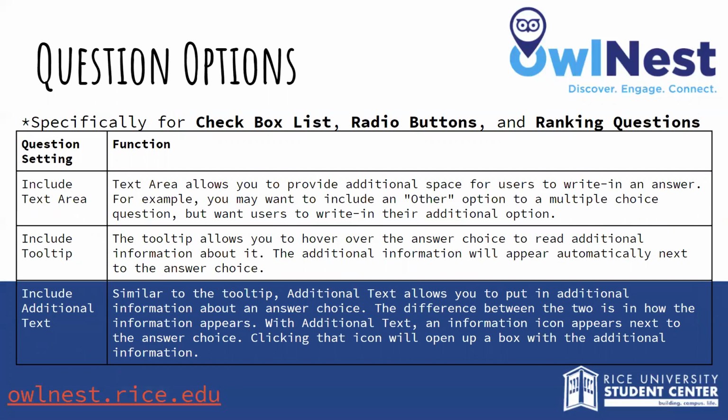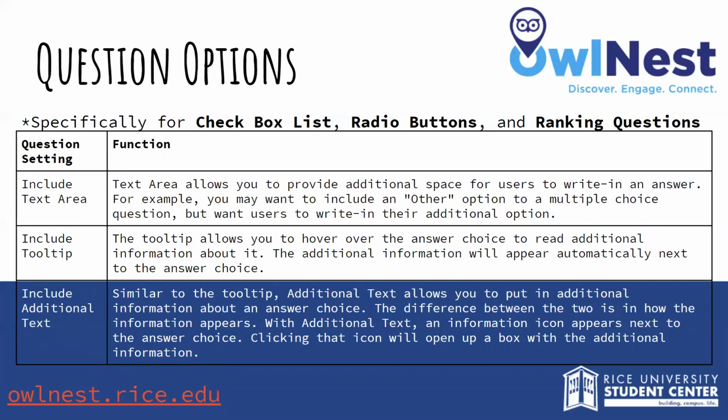Include Tooltip. The tooltip allows you to hover over the answer choice to read additional information about it. The additional information will appear automatically next to the answer choice. And then Include Additional Text. Similar to the tooltip, additional text allows you to put in additional information about an answer choice. The difference between the two is in how the information appears. With additional text, an information icon appears next to the answer choice, and clicking the icon will open up a box with the additional information.